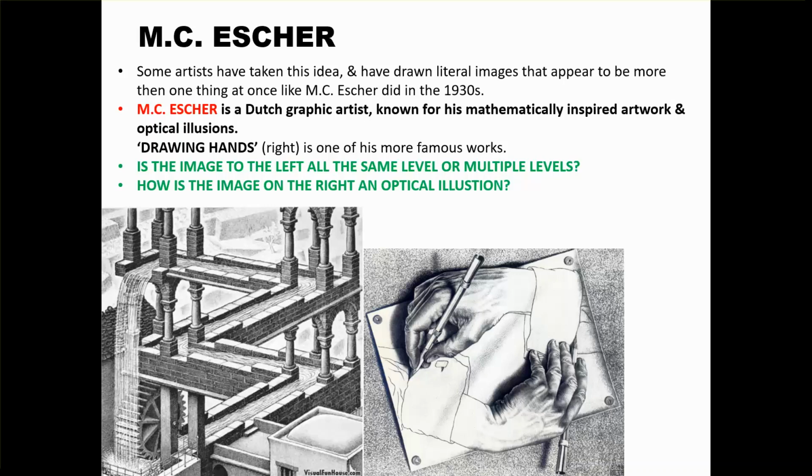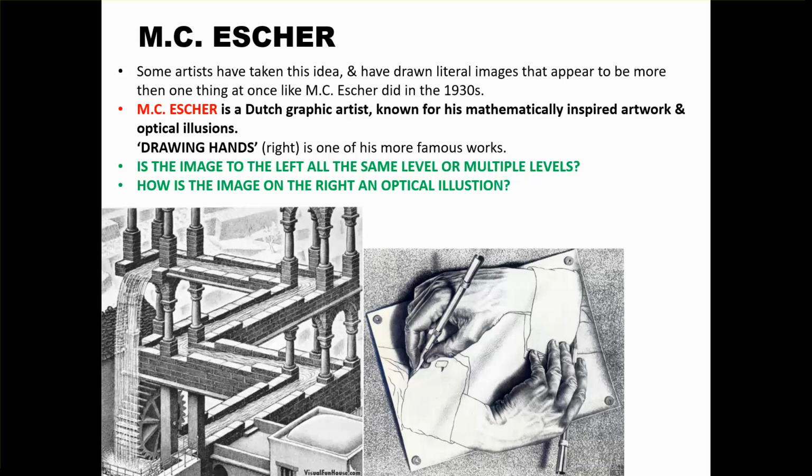And it's no different than the image on the left, where M.C. Escher is tricking you to see something that's not really there, or see multiple things in the same image. So if you were to look at the water in this image and kind of start at the bottom and flow all the way to the top, this path looks flat.